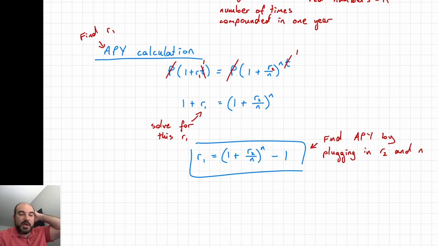So the question will have some kind of interest rate compounded monthly, yearly, daily, weekly, something like that. And they'll give you a rate, which will go into R2. And they'll give you the keyword of monthly or weekly or daily, which will determine what your n is going to be. So once you plug in your R2 and your n, you can just plug this into a calculator and figure out what your APY is going to be. So APY is equal to this R1.